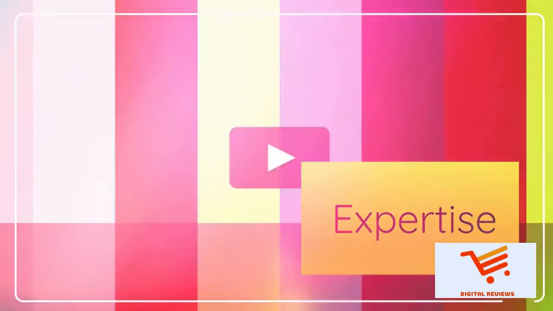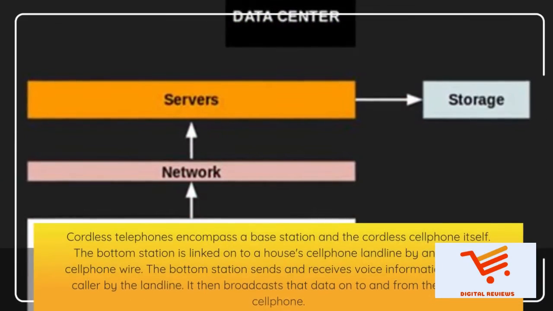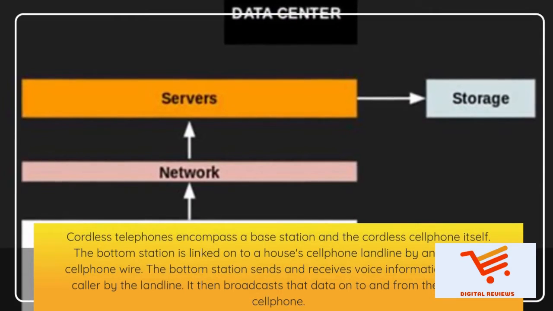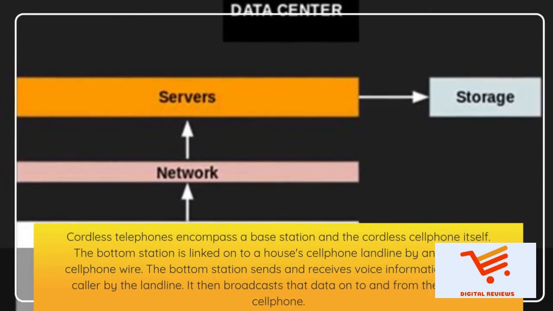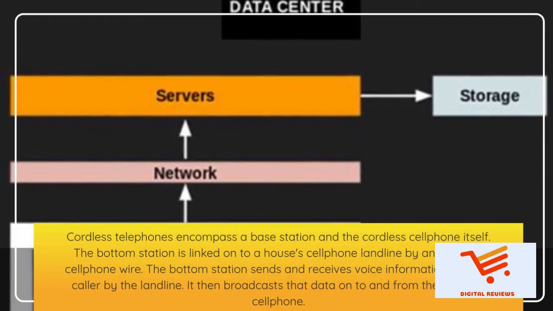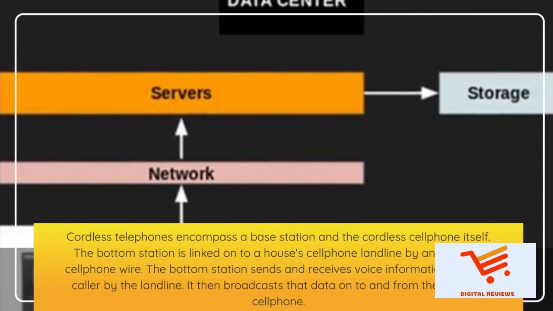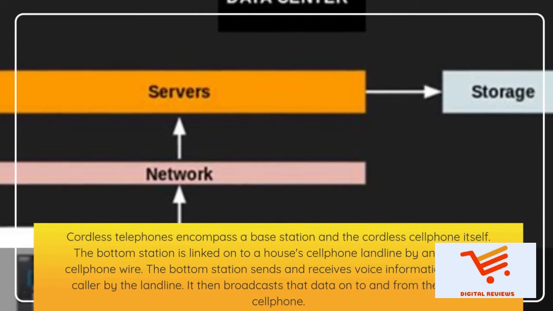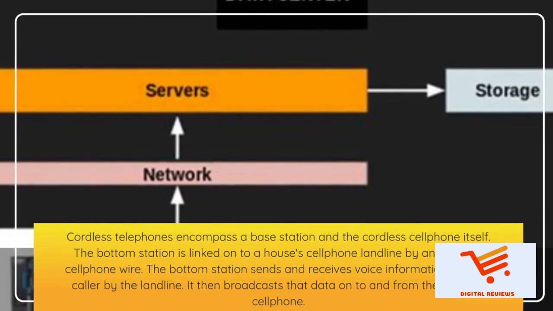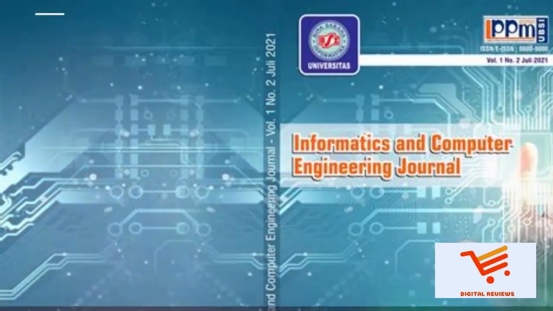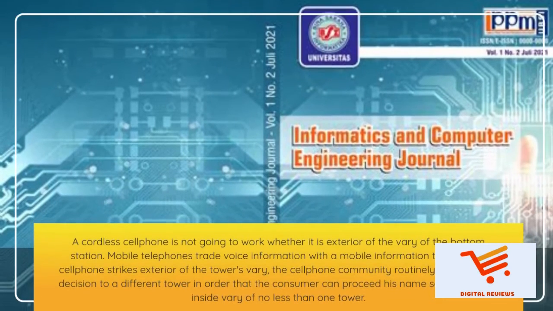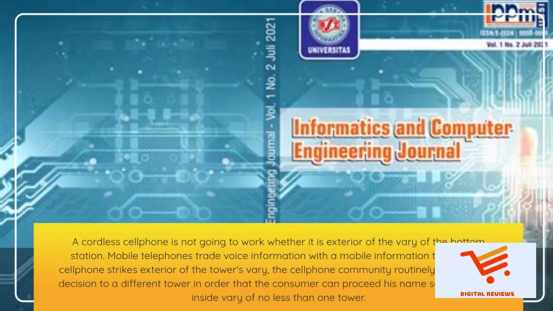Technology. Cordless phones consist of a base station and the cordless phone itself. The base station is connected to a home's phone landline by a standard phone wire. The base station sends and receives voice data with the caller through the landline. It then broadcasts that data to and from the cordless phone. A cordless phone will not work if it is outside of the base station.